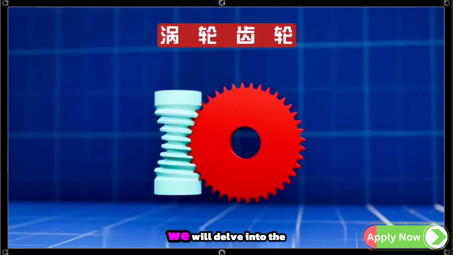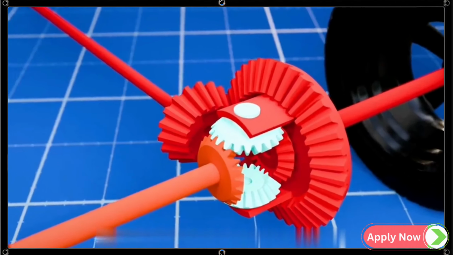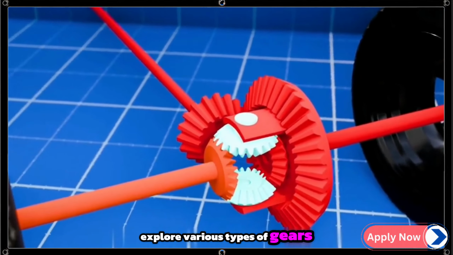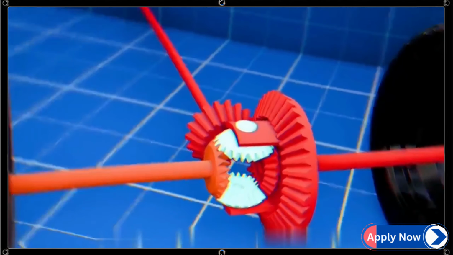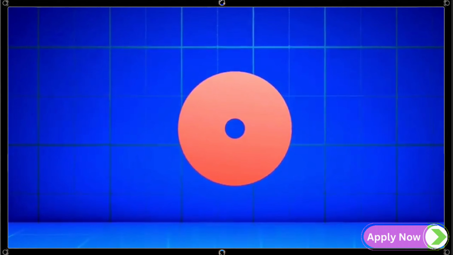In this video, we will delve into the fascinating world of gears, explore various types of gears, and uncover their many applications. But first, let's start with some theoretical knowledge.